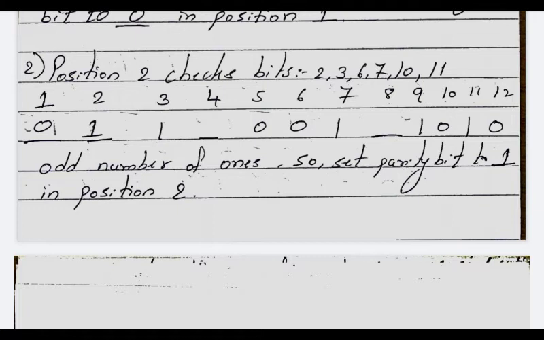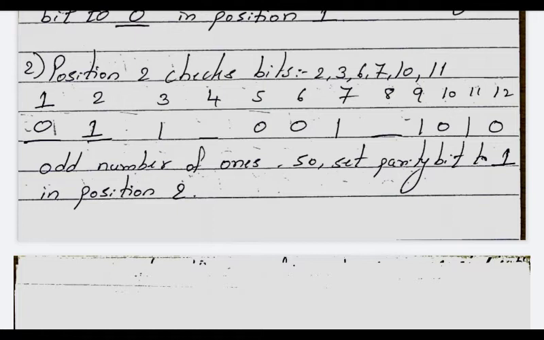Once again here I have written positions 1, 2, 3, 4 up to 12 and the data, along with the parity bit which I have already calculated for the first position, 0. Now check for positions 2, 3. Is it clear? Here already I have written the parity bit 1 in position 2. Initially it is empty because you have to find it. Is it clear?